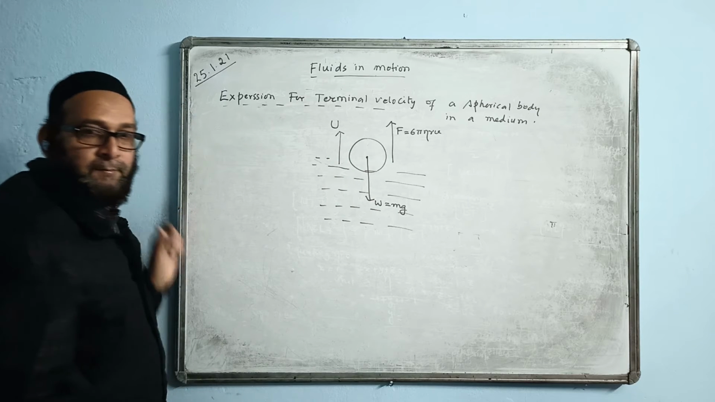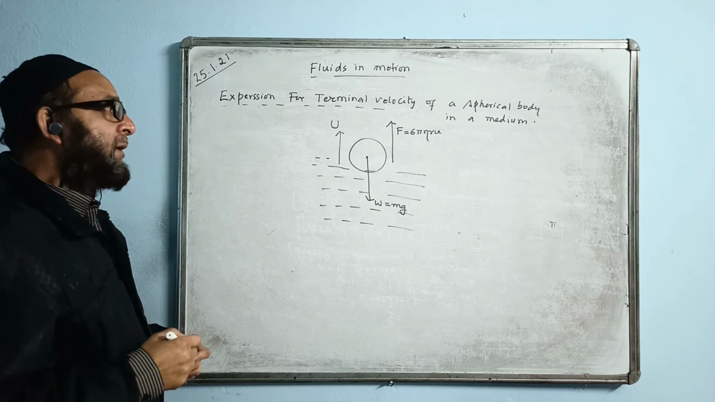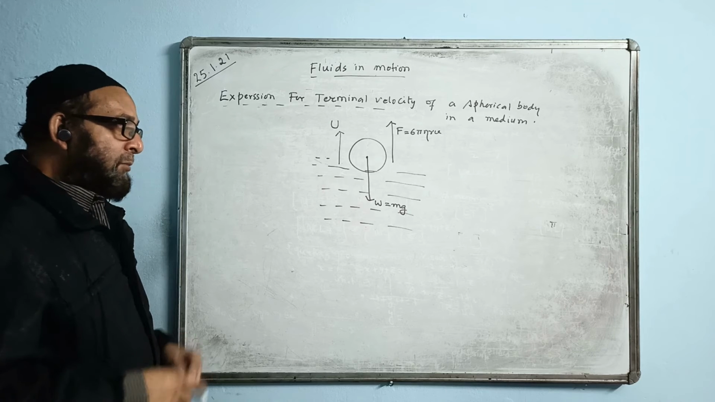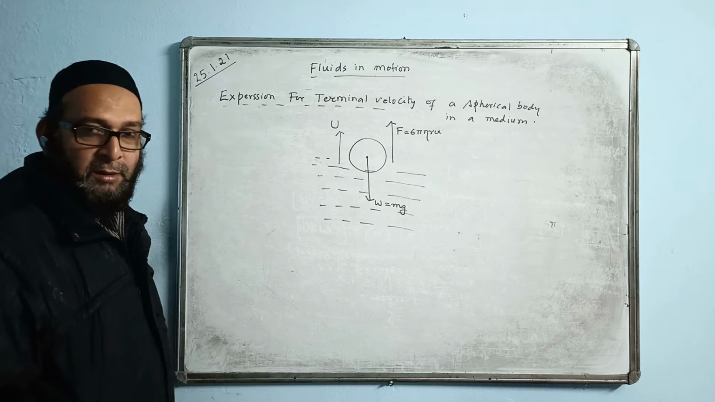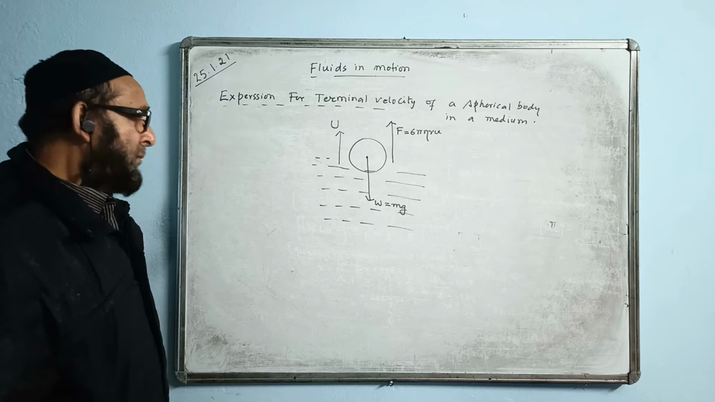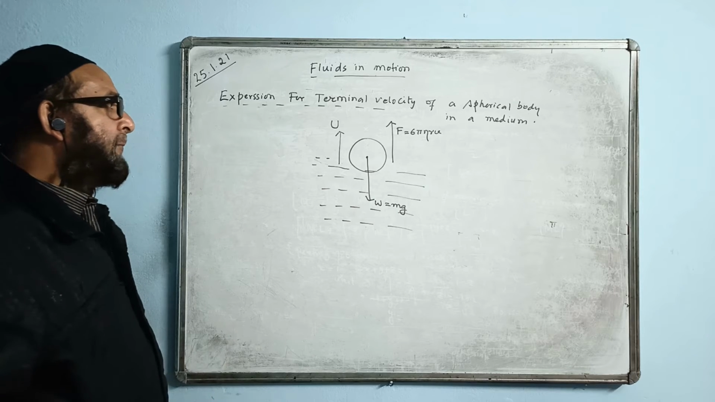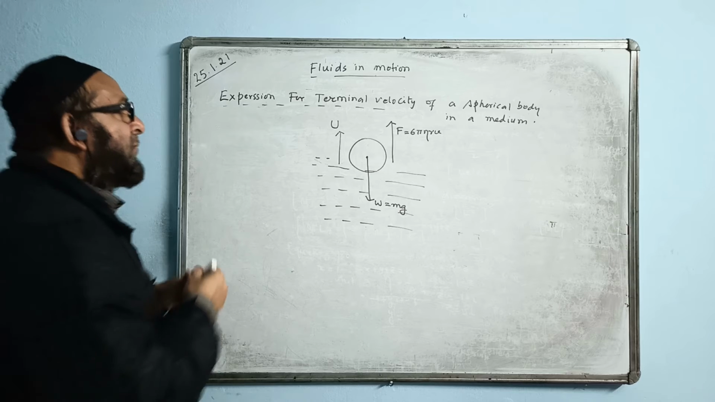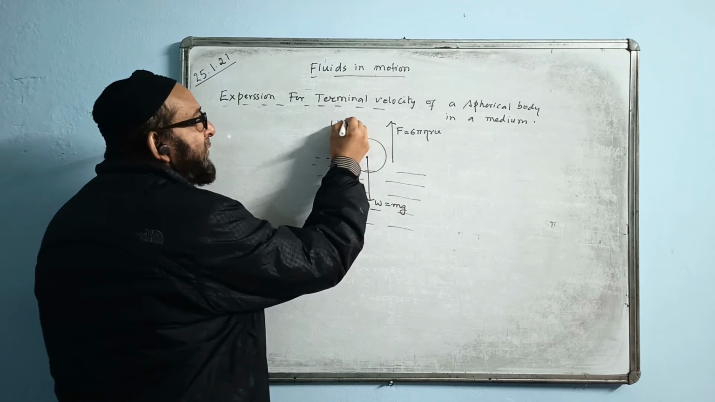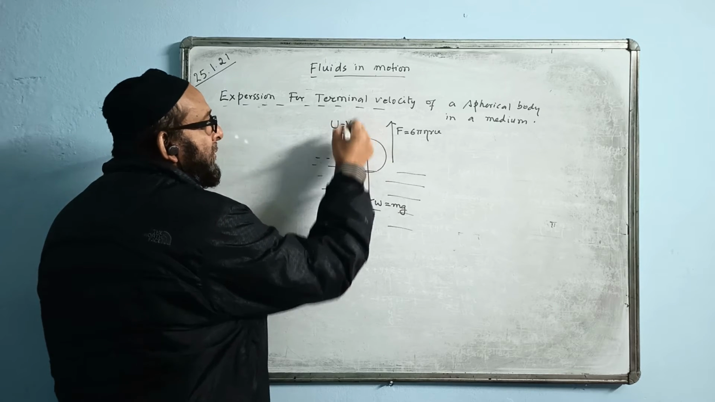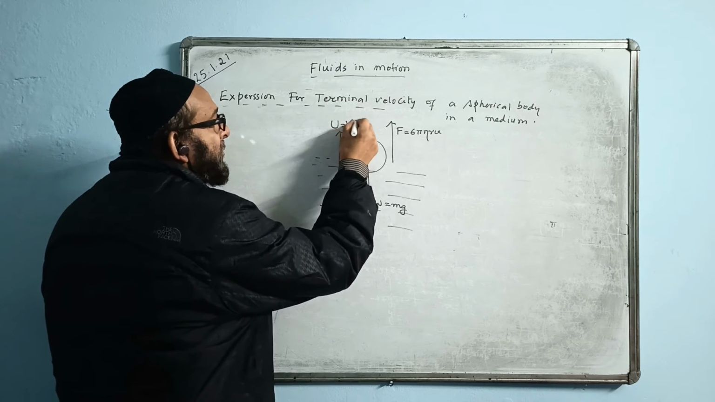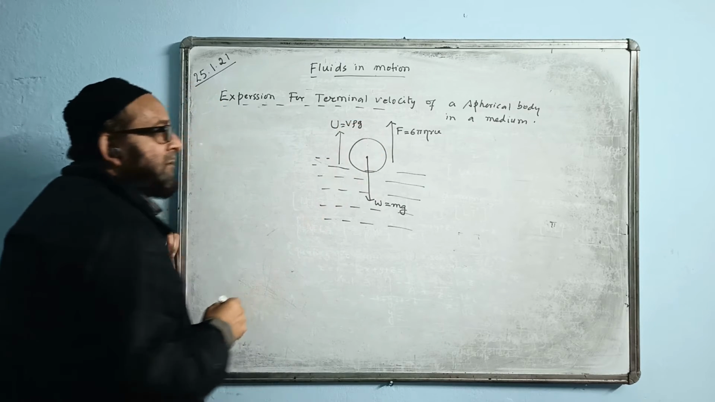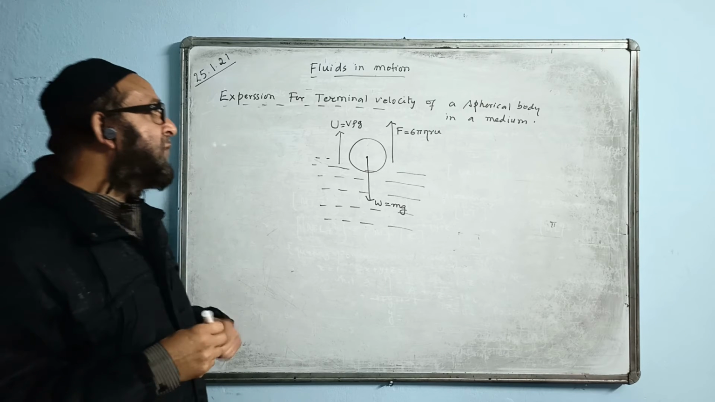Because when a body is moving in a fluid, the body experiences an upward force called upthrust. Archimedes' principle, I think you know. So upthrust is also acting upward. And what is the formula of upthrust? The upthrust formula is Vρg, where ρ means the density of the medium. This is the formula of upthrust.